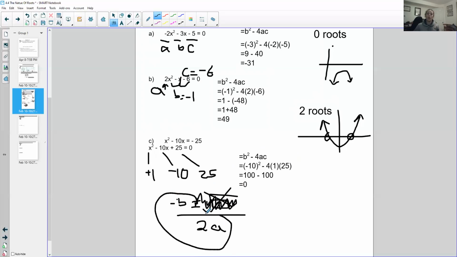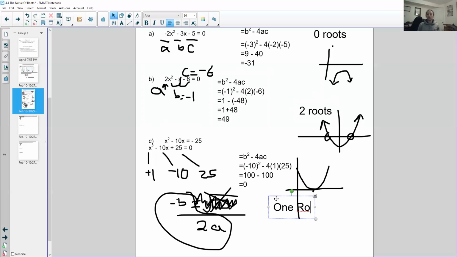up with 1 answer. Okay, so here, this is an example where your parabola would come down, it would touch the x-axis only in one spot, and you would end up with 1 real root. Okay, so this is 1 root. And there you go. You have used your discriminant to figure out whether or not you're going to have 1 root, 2 roots, or no roots. And that's it.